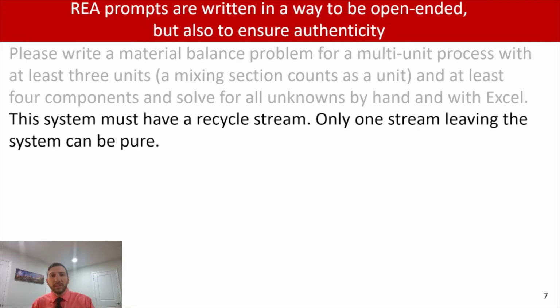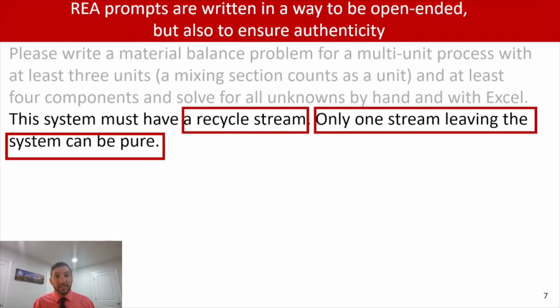Only one stream leaving the system can be pure. And so again, I've added in a couple more constraints here. They have to have a recycle stream, and they can only have one stream being pure. And that one stream being pure is a really nice requirement, because you could make this problem a lot simpler by just having every exiting stream be a pure stream. And I'm trying to prevent students from making that simple of a problem and challenging them to write something more complex and work through a lot more of their solutions.